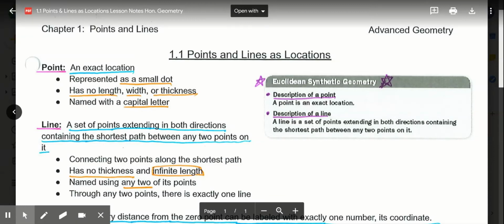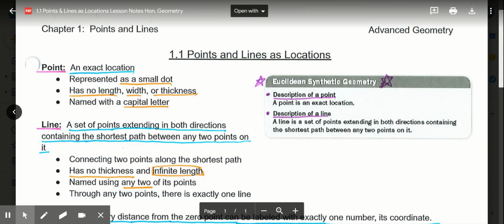Hi, and welcome to our first honors geometry lesson for Chapter 1, Points and Lines, Lesson 1.1, Points and Lines as Locations. So, one thing that you'll learn about geometry compared to algebra is geometry is very definition heavy. So I've done my best to break down some of the key pieces into understandable bullet points and simple definitions rather than some of the more complex mathematical definitions that they like to use.